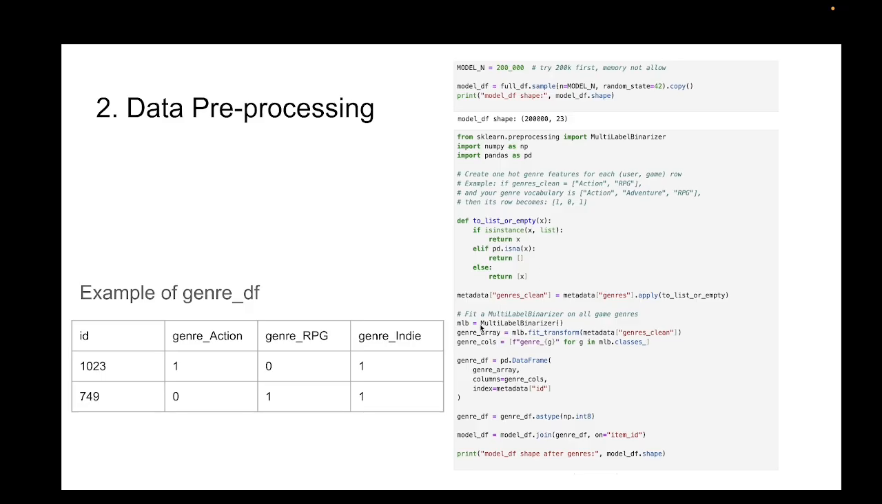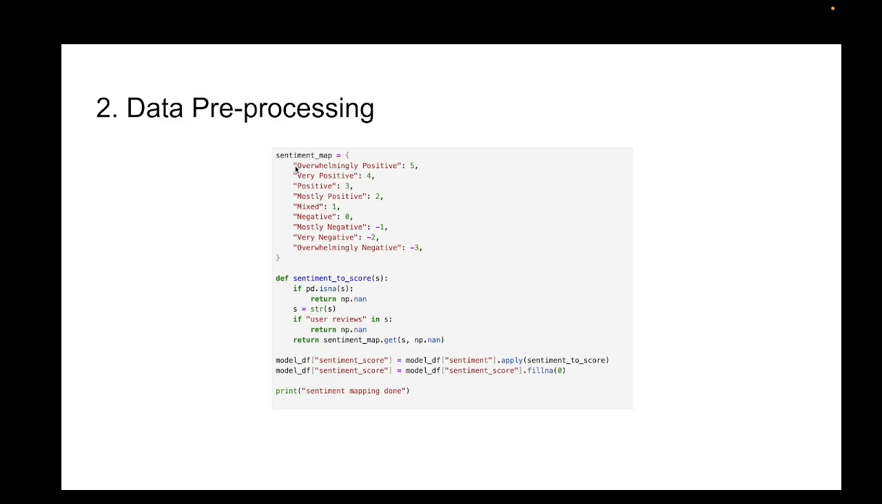Here we're fitting a multi-label binarizer onto all the game genres, and this MLB will take a list of genres of a game and turn it into a one-hot matrix. And then this part is just naming the genre columns. Here's an example of a genre data frame. The first column is the game ID, and then here is the one-hot matrix.